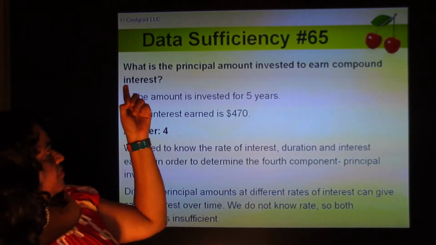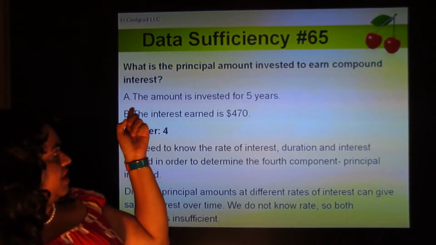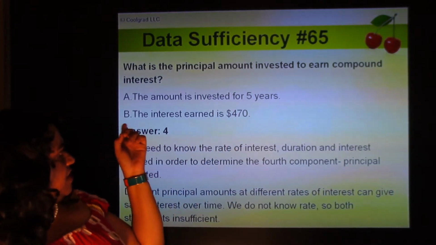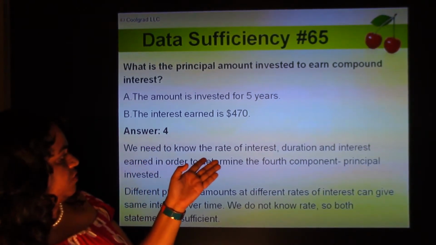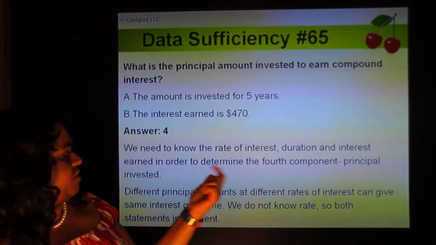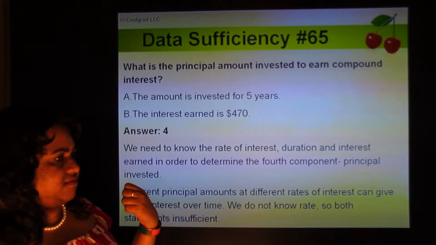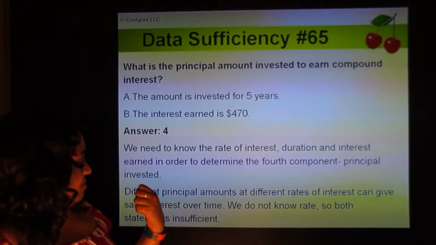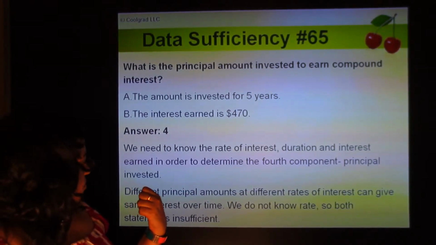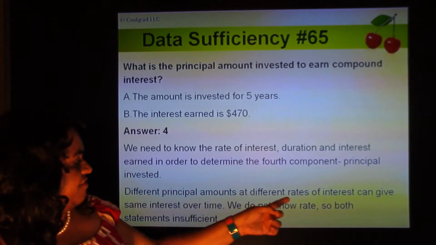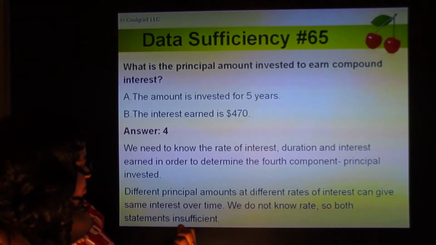Question 65. What is the principal amount invested to earn compound interest? So statement A, the amount is invested for 5 years. Statement B, the interest earned is 470. So we need to know the rate of interest, duration, and the interest earned in order to determine the fourth component, which is the principal invested. So different principal amounts at different rates of interest can give the same interest over time. We do not know the rate, so both statements are insufficient.